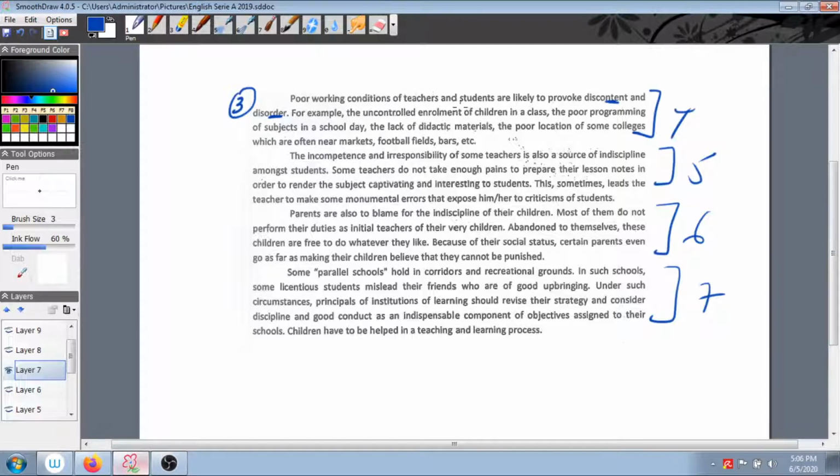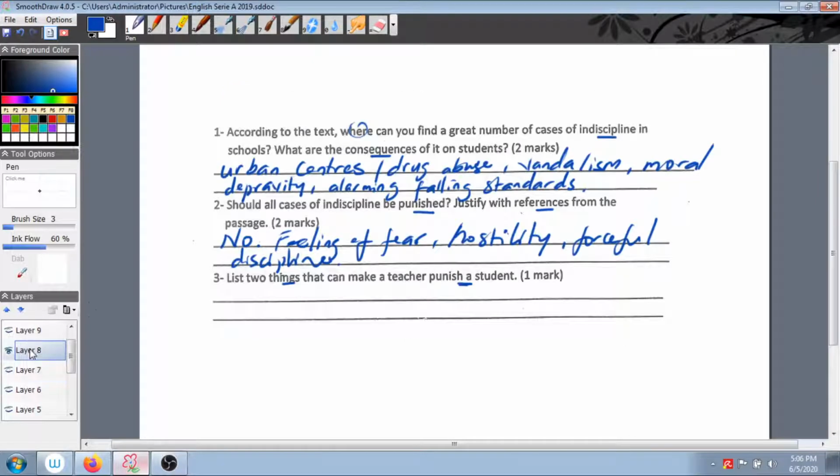Okay, so examples of poor working conditions, we said uncontrolled enrollment of children in a class, poor programming of subjects in a school day, lack of didactic materials, poor location. Wow, that's a lot of reasons. That would be 1, 2, 3, 4. Is there anything left? No. Okay, so list 2 things that can make a teacher punish. Oh, just 2. Thank you.